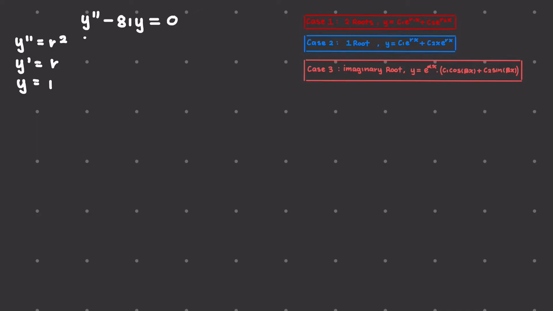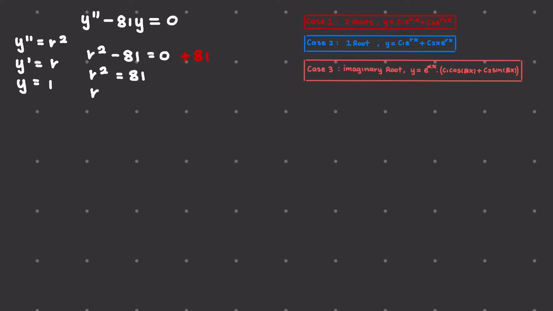So we can replace our y double accent with r squared here, okay? So we can rewrite this as r squared minus 81 times y. Y is just a constant multiplication of 1, so you don't need to write it, equals 0. And you can see right now how easy it is to find the roots, or the solution roots to this equation. We can just add 81 to both sides, okay? Keep in mind, add 81 to both sides. This will become r squared equals 81.